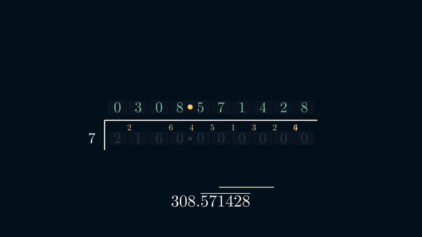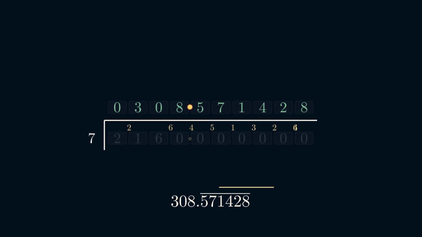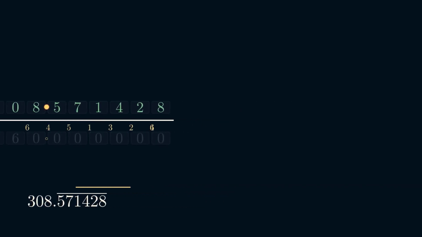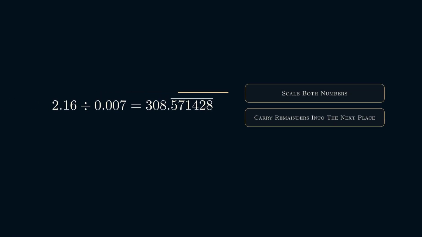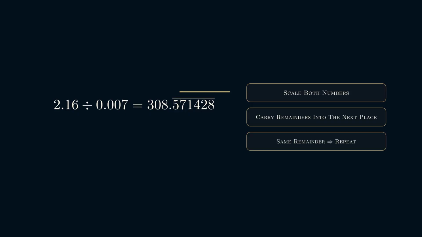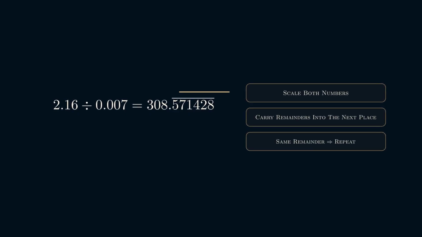So the final answer is 308.571428, recurring. Now we pull back and keep the whole system clear. First, scale both numbers. Second, carry remainders into the next place. Third, when the same remainder returns, the repeat starts.